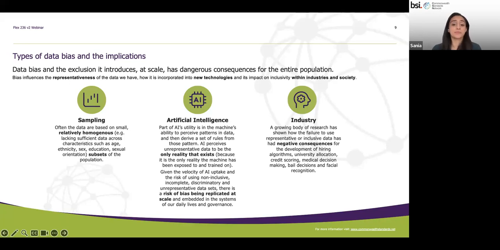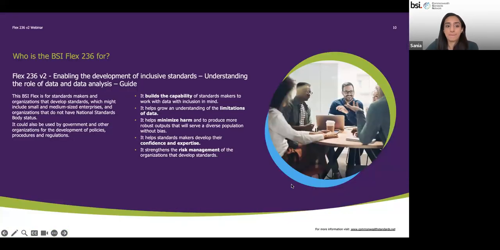Artificial intelligence is very much based off of certain data, and that data becomes the reality for the AI, for the model. And if that data is skewed, like this keeps saying, those biases are then going to be replicated at scale within society. We see that in industries, it can lead to negative consequences, such as differing outcomes for people in terms of university allocations, credit scoring, and medical technologies.